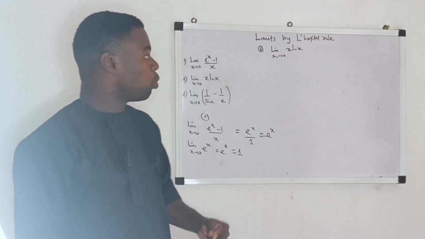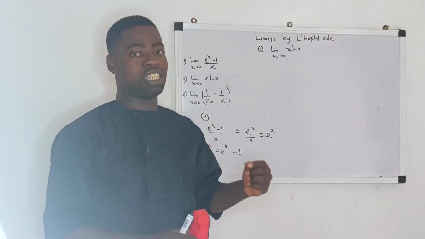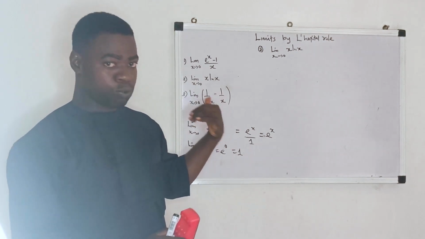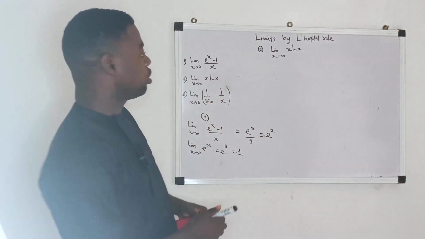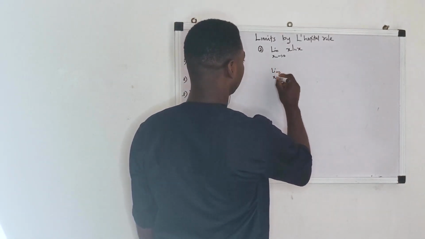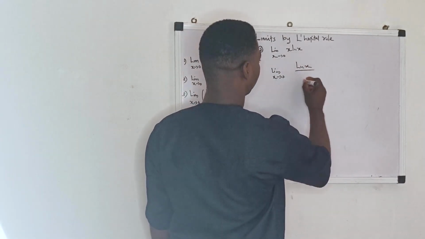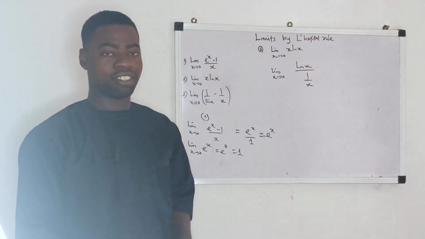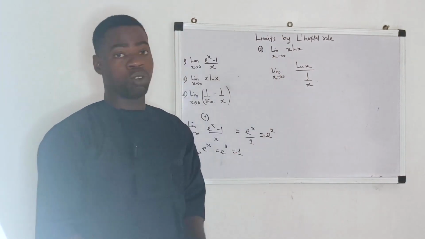That's the difference. So for question number 2, we're going to have to put it in quotient form. We have to take it to just like question number 1, that quotient form, a rational form. And how are we going to do that? This will be equal to the limit as x approaches 0 of ln x divided by 1 over x. Yes, you agree with me that this is ln x divided by 1 over x.